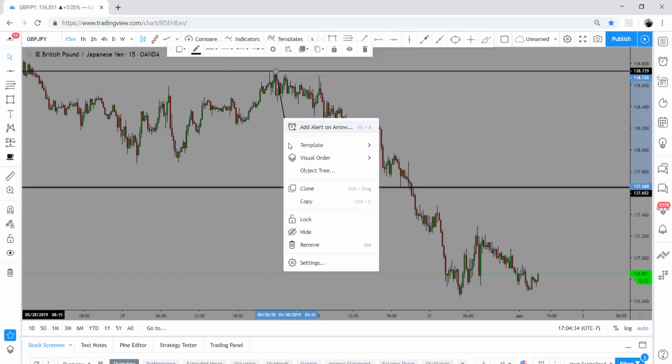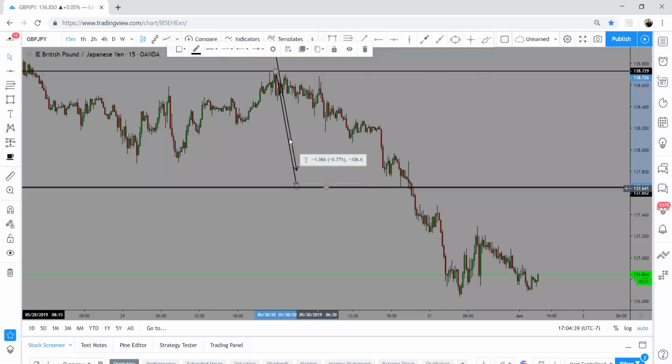This works on any time frame. The same thing I'm going over, you can do it on the daily as well. You can do it on any time frame.